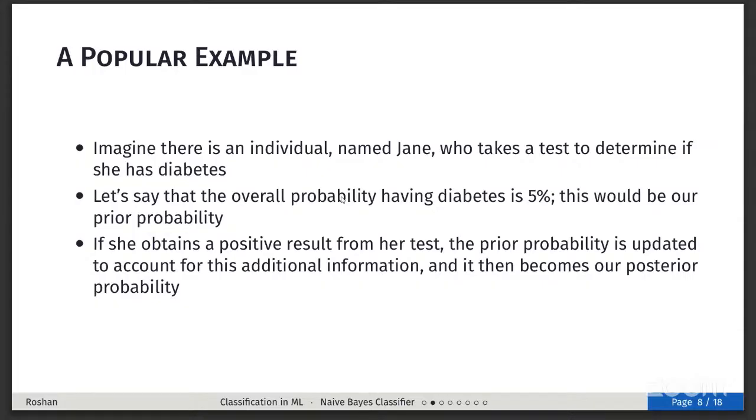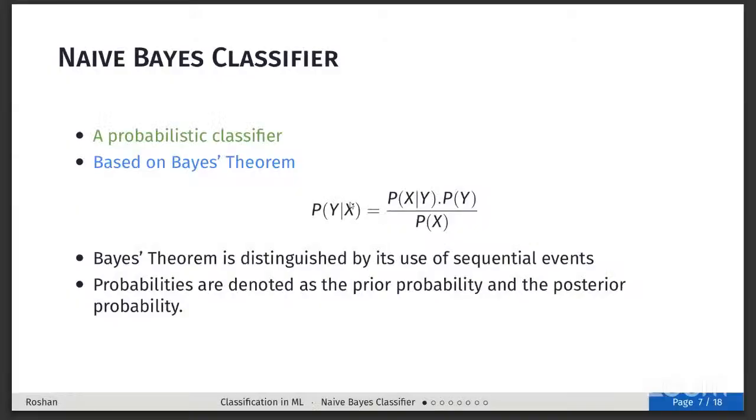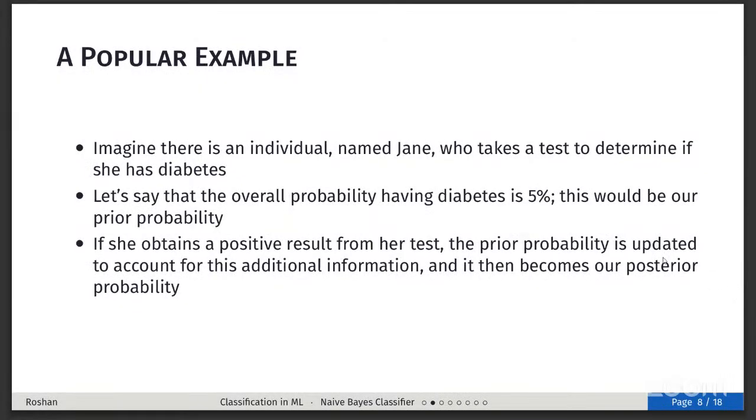There is a very popular example. You have an individual who goes to a hospital to take a test and determine if she has diabetes. The overall probability of having diabetes is 5%. This is the prior probability. That is P of X.